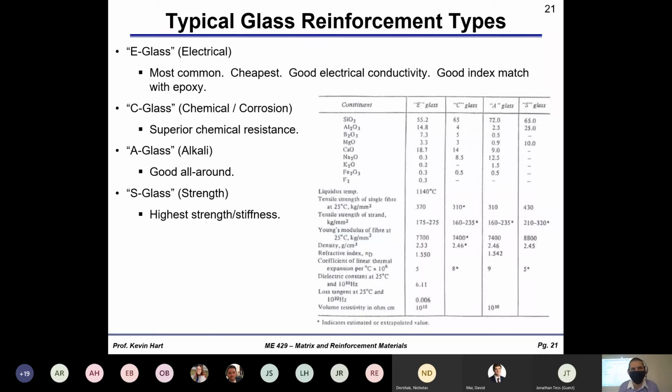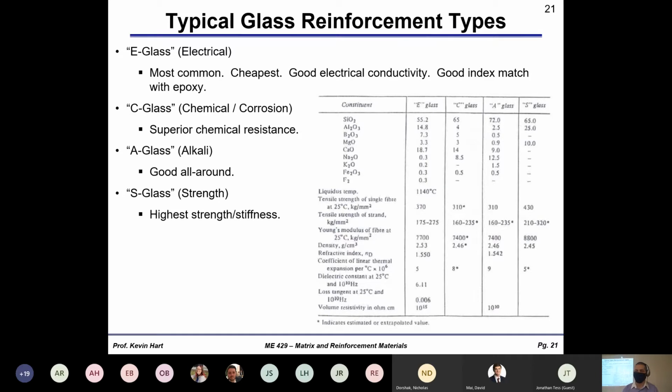C-glass is for chemical resistance, so it has ions included in it to give it the highest chemical resistance possible. Usually it can resist some pretty bad acids, right? So C-glass, I don't know about hydrofluoric acid, but some strong acids like hydrochloric it can withstand, right? All right. A-glass is alkali glass. It's soda glass, basically. It's very, very cheap. Good all around, but E-glass is slightly superior in terms of strength and stiffness.